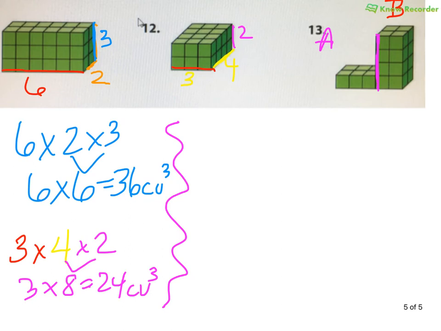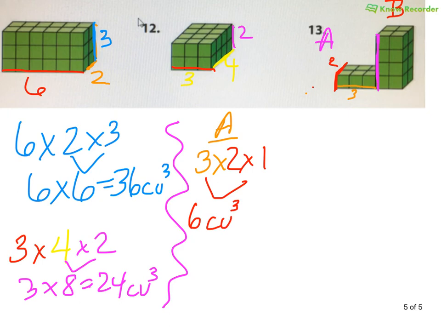So again, just like I said before, I'm going to need a length, a width, and a height. So on A, I have 1, 2, 3 across. I'm going to label A, 3 times my width, which is going to go 2 back. How do I know 2 back? Because here is my diagonal line. 2 back. And my height is just 1 up. So A is 6 cubic units.